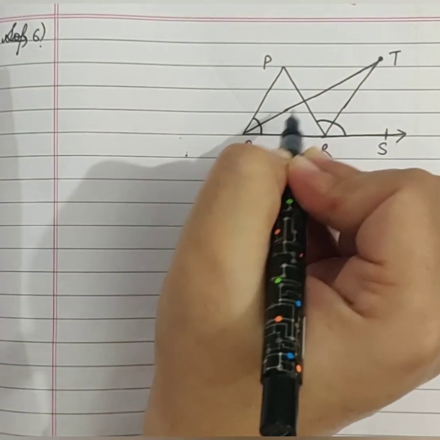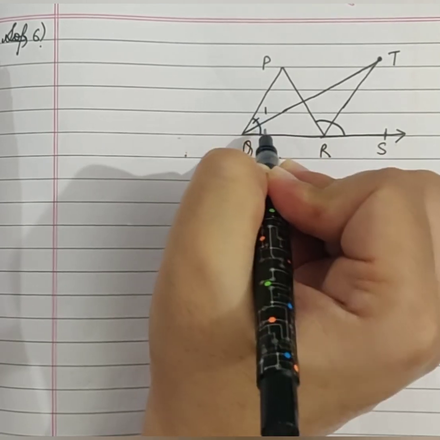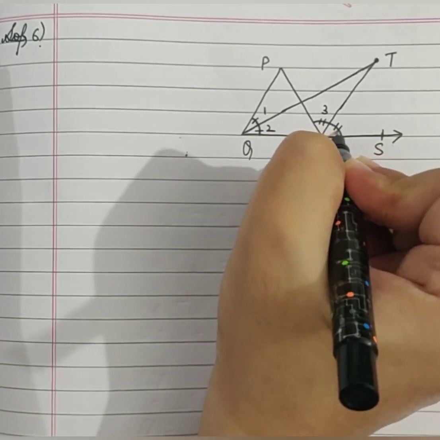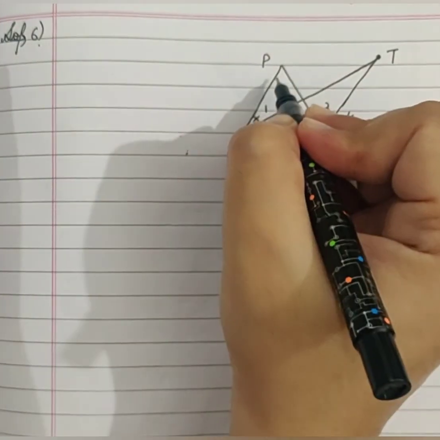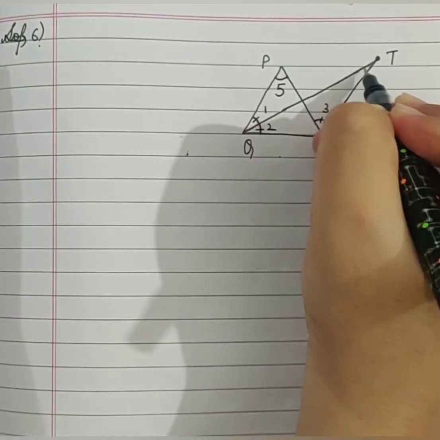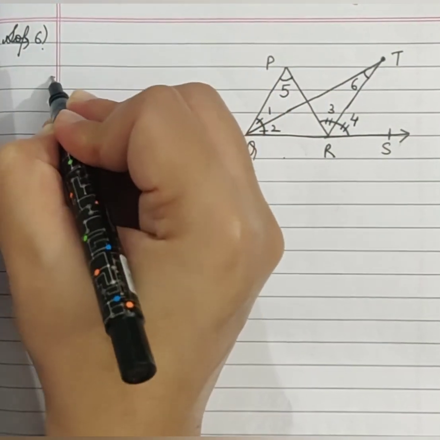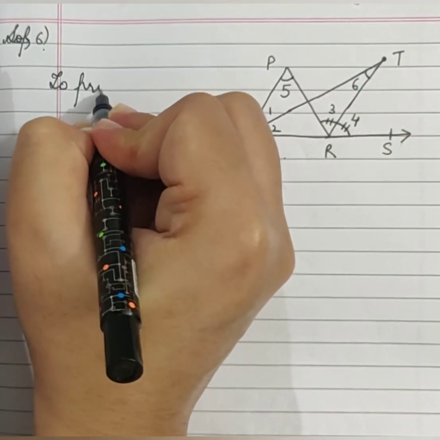Now see, these are bisectors. That means this angle 1 would be equal to angle 2 and angle 3 would be equal to angle 4. Let us name it as angle 5 and this as angle 6. What we are supposed to prove?